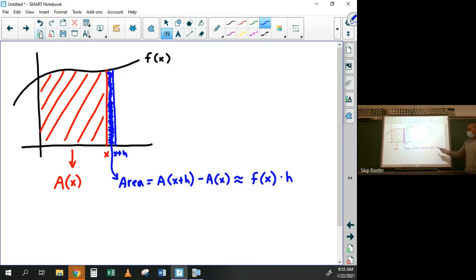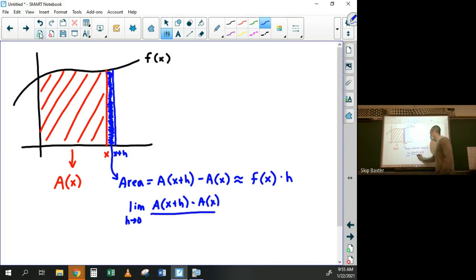But hopefully you agree that as h gets smaller and smaller, this is closer and closer to being true, not an approximation, but an actual amount, like equality. So I could express that as a limit. I could say that the limit as h goes to 0 of A of x plus h minus A of x, divided by h, equals f of x. I could divide by h, that's no problem. It's not 0, it's an amount.